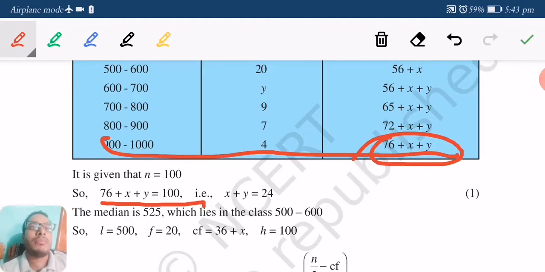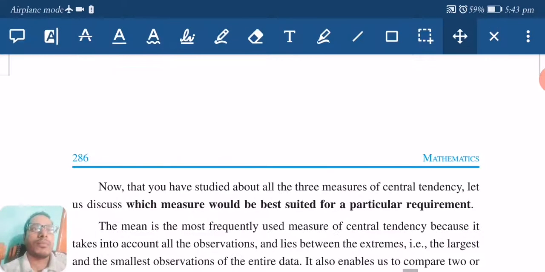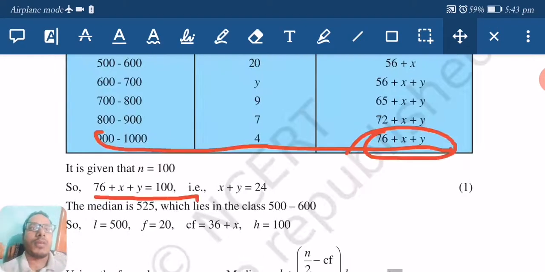We have to check, based on this value, what the median class is. The median is 525, which lies in the class 500 to 600. And if you have the median class, it's very easy to find the median. You can easily find the median.